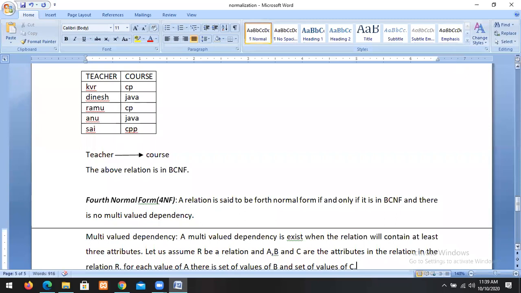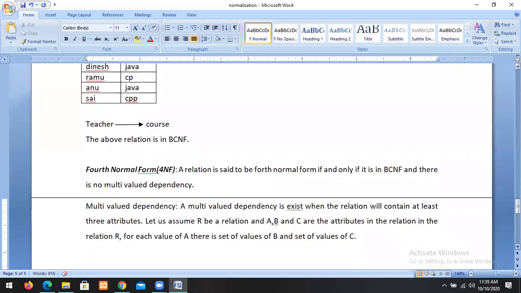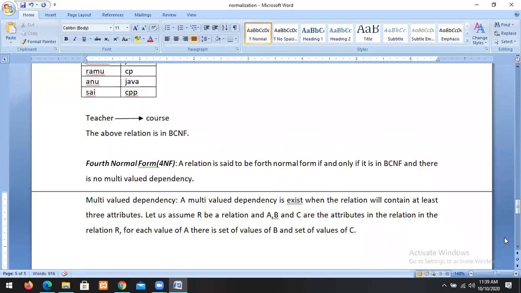So what is multi-value dependency? A multi-value dependency exists when a relation will contain at least three attributes. Let us assume that R is a relation, and A, B, and C are the attributes in the relation R. For each value of A, there is a set of values of B and a set of values of C.